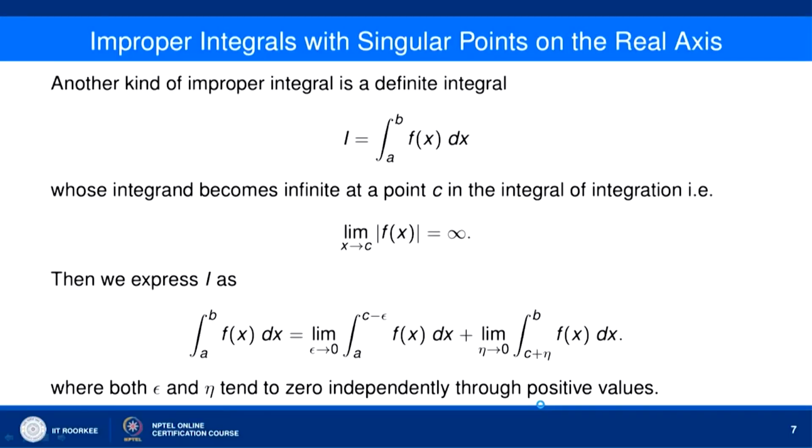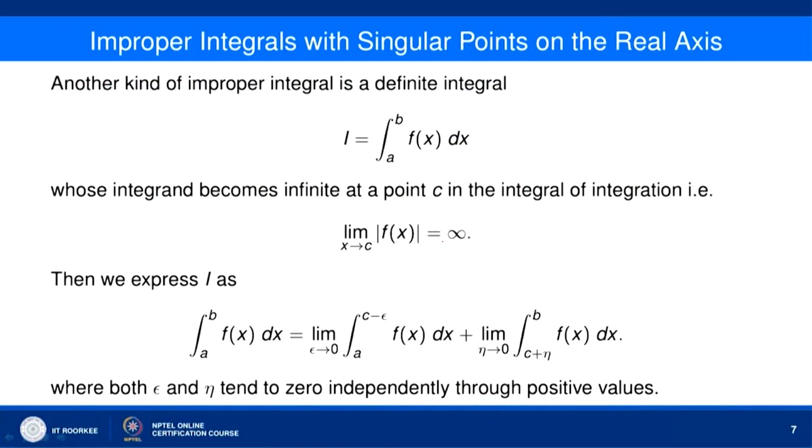Here we consider an improper integral where singularities will lie on the real axis. So, another kind of improper integral is a definite integral I equal to integral a to b f(x) dx, whose integrand becomes infinite at a point c in the interval of integration. So, here we will see those kind of integrals where there is a point in the interval of integration at which the integrand becomes infinite, that is limit of mod of f(x) as x tends to c is infinite and c lies between a and b.